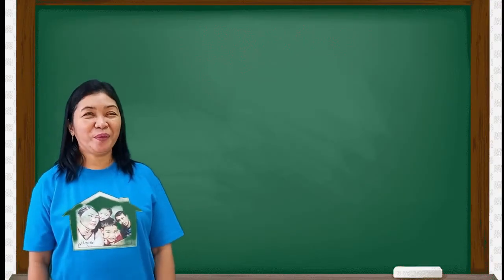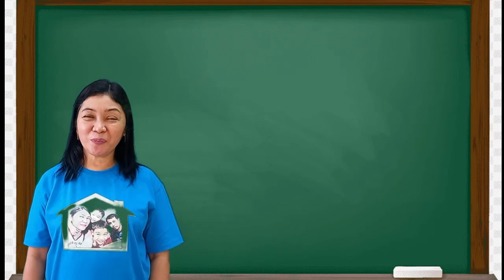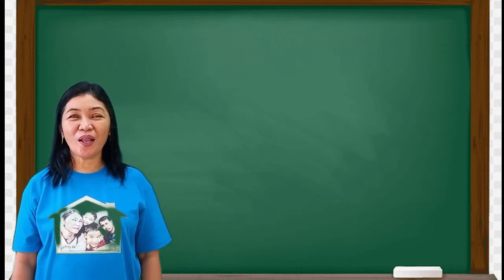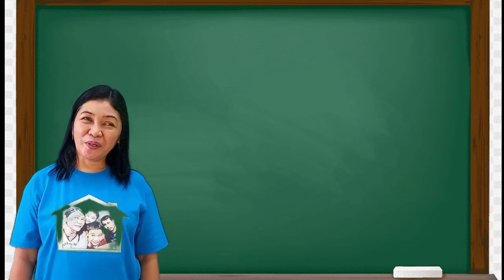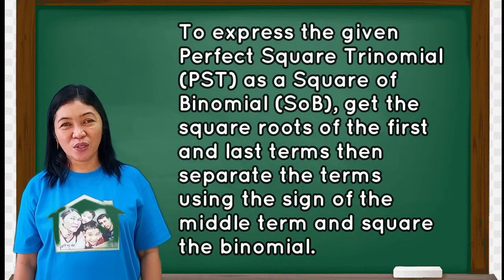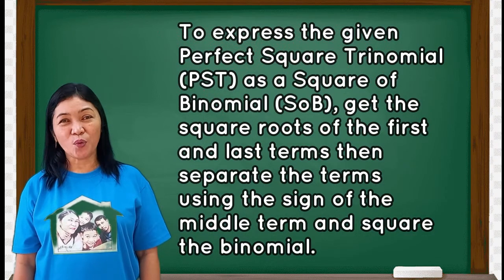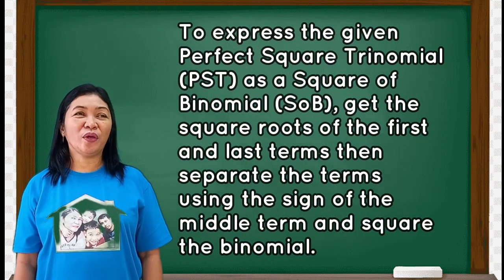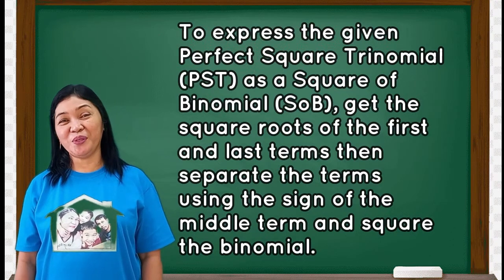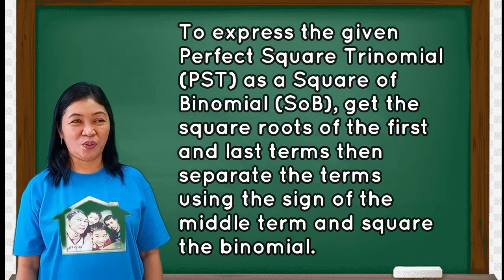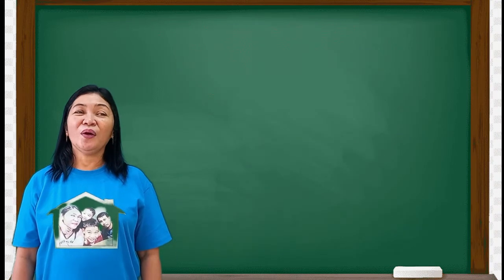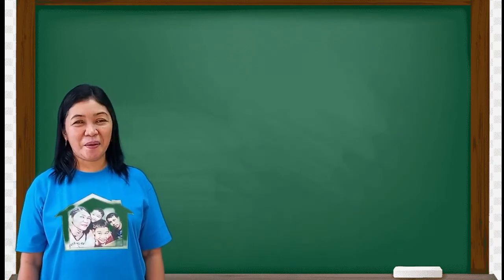We all know that a perfect square trinomial can be expressed as a square of binomial, right? Let's recall how to do it. To express the given perfect square trinomial or PST as a square of binomial or SOB, get the square roots of the first and the last terms and separate the terms using the sign of the middle term. Then square the binomial.